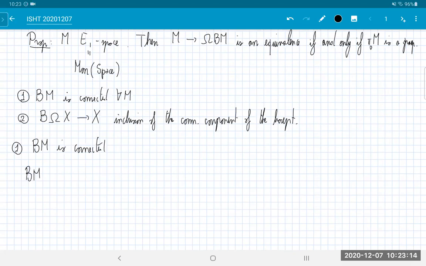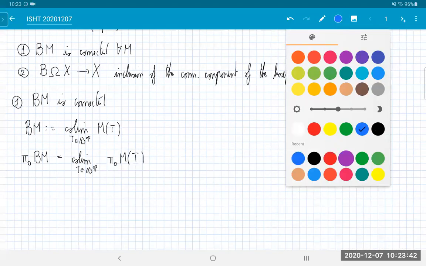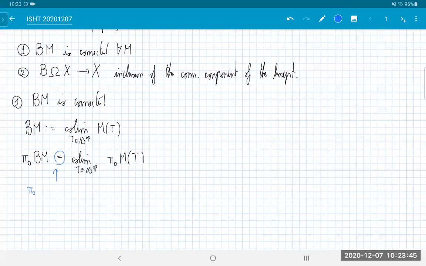Remember that BM is just the colimit over T in delta op of M of T. I want to study the pi zero of BM. Remember that pi zero is a left adjoint, so it commutes with all colimits. Let me write it, and then I'll explain why. Because pi zero is the left adjoint of the inclusion of sets into spaces. So it commutes with all colimits, and now this colimit is computed in sets.